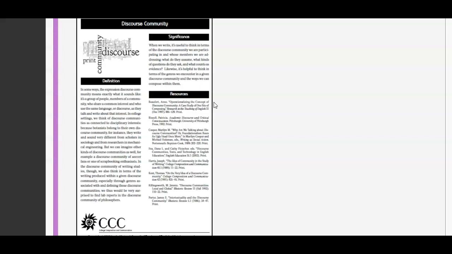mind, we need to think about what our topic lends itself to, what group of people are interested in that question we're asking. What does that group assume? What kinds of questions do they ask, and what counts as evidence? Likewise, it's helpful to think in terms of the genres we encounter in a given discourse community and the ways we can compose within them, whether that's an email, a text, a Facebook post, a TikTok video.